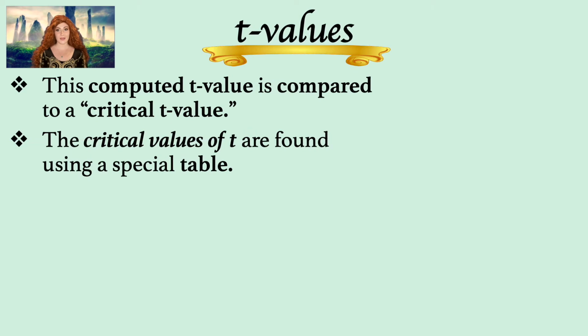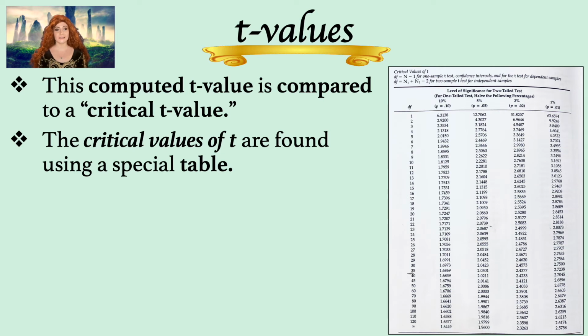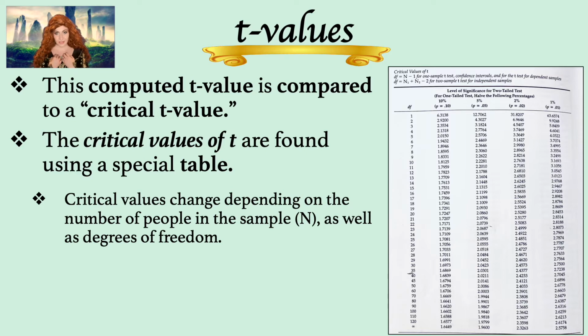So when we do hypothesis testing, we're actually going to have two different t-values. One t-value is going to be the t-value that we calculate or compute, and the other t-value is going to be called a critical t-value. And this critical value of t is going to be found in a special table called critical values of t. So essentially what we need to do is see if the t-value that we've computed, that we've calculated, is greater than or less than the t-critical value found in the chart.